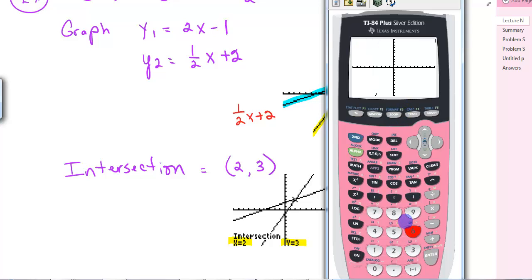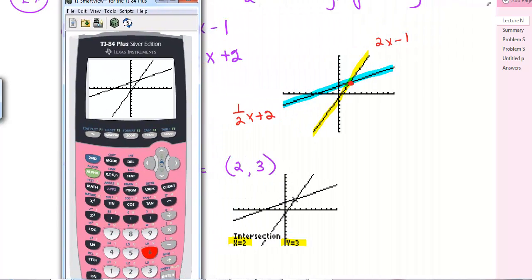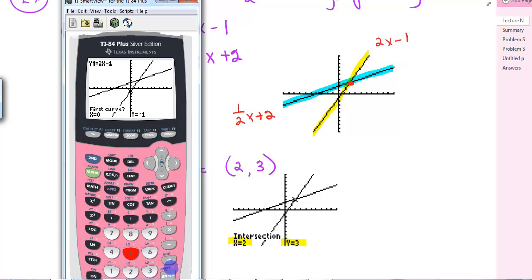because I had changed the window, and zoom 6 gives us a nice standard window. So you can see that that's that picture that I have there. And here's the 2x minus 1, and here's the 1/2 x plus 2. We're supposed to find where these intersect. All right, you can do second calc, number 5, and we will hit enter 3 times. 1, 2, 3. And it tells me the intersection is (2, 3).